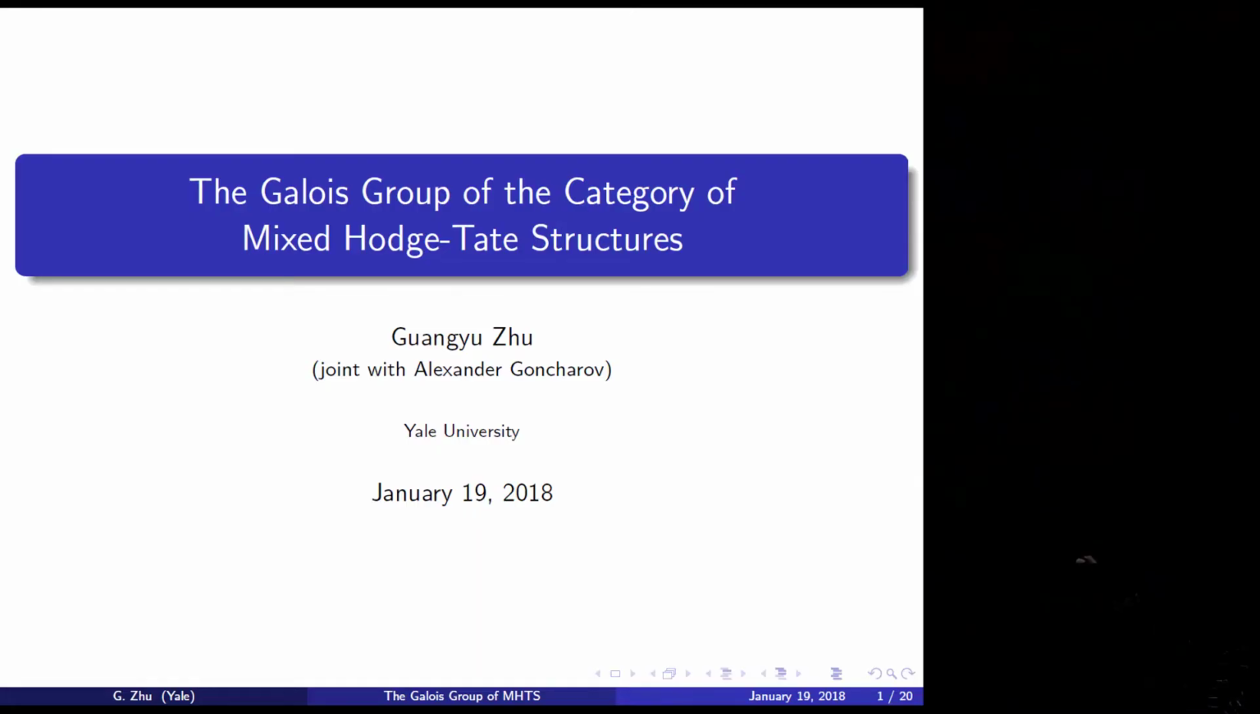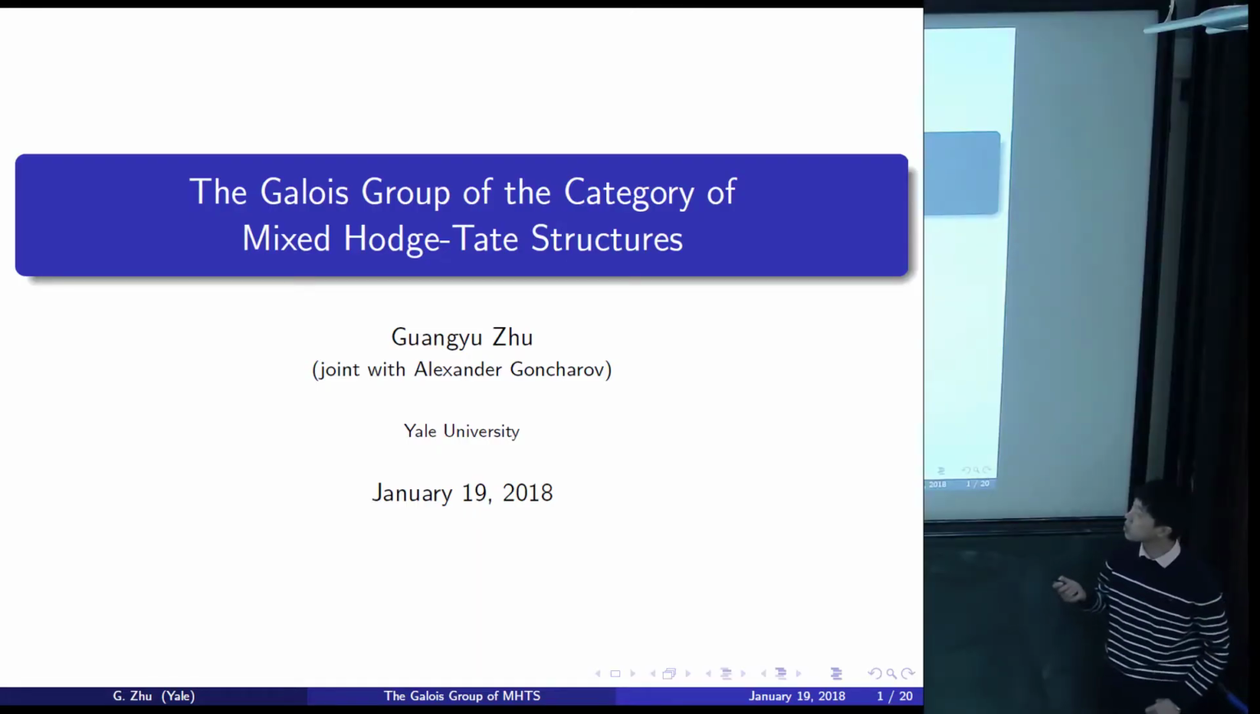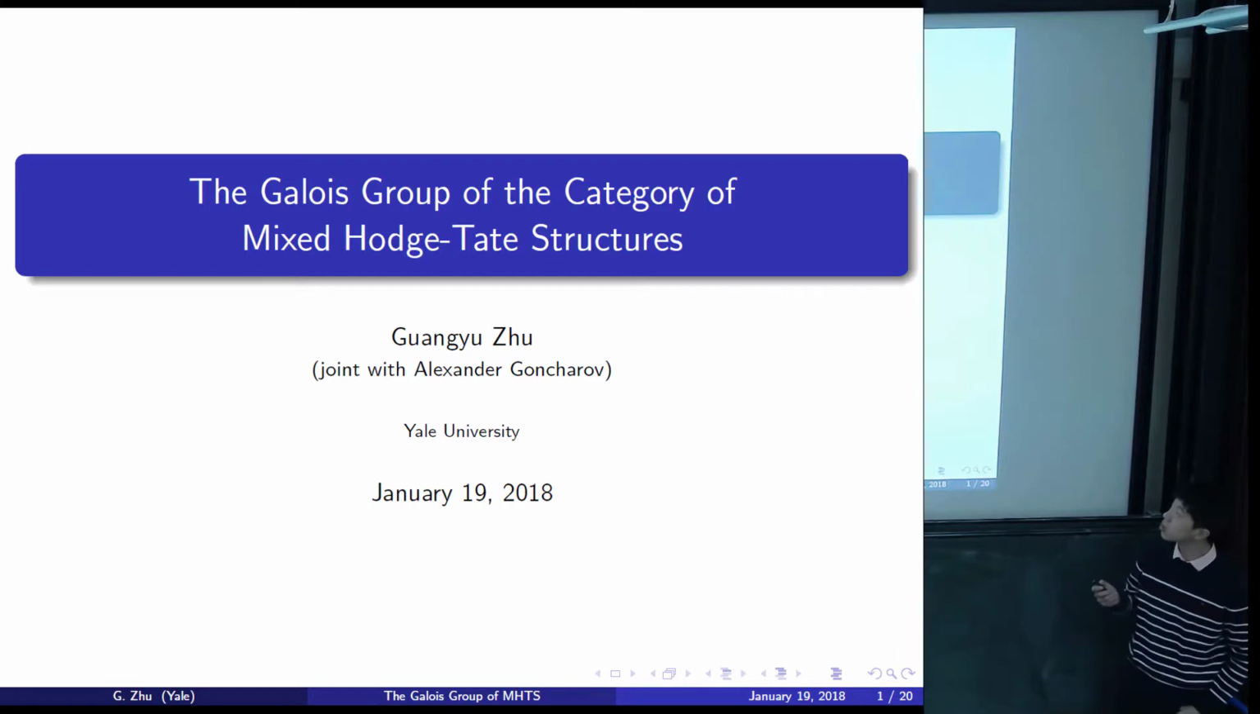The title of my talk, and the work is joint with Dr. Goncharov. It's about the Galois group, or rather the fundamental Hopf algebra of the category of mixed Hodge Tate structures.